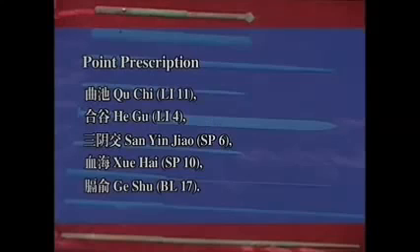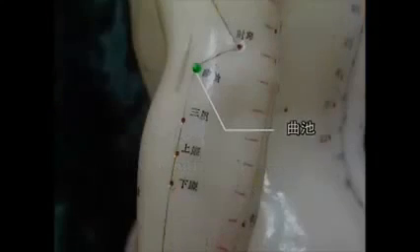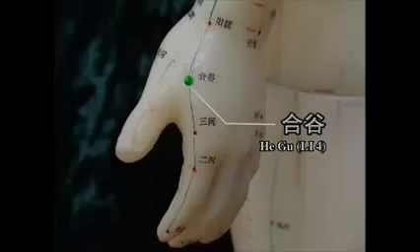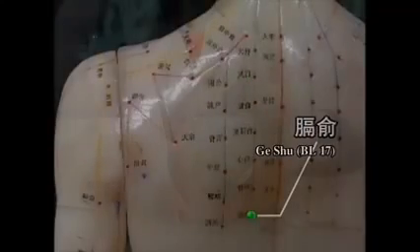Points prescription: large intestine 11, large intestine 4, spleen 6, spleen 10, and bladder 17. Explanation of points: large intestine 11 and large intestine 4 clear heat and regulate qi. Spleen 6, spleen 10, and bladder 17 quicken the blood and relieve pain.